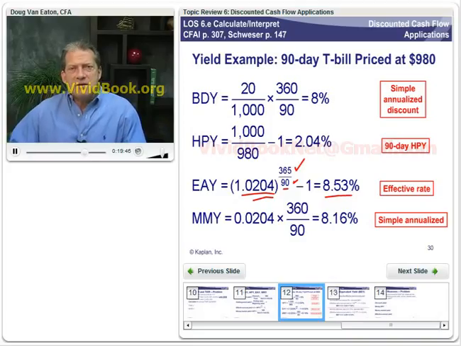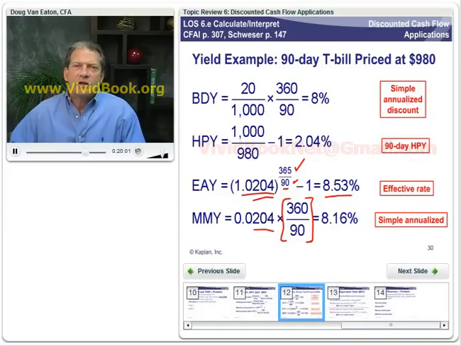Our money market yield is also keyed off the holding period yield, remember, but the annualization is like with a bank discount yield. We simply multiply times 360 over 90 and get a money market yield of 8.16%.